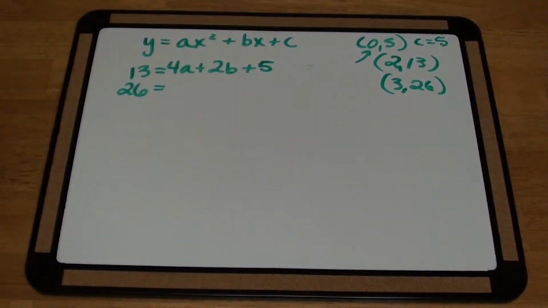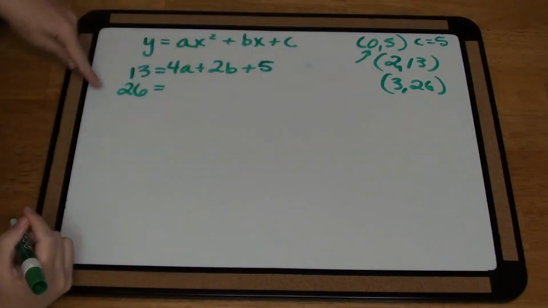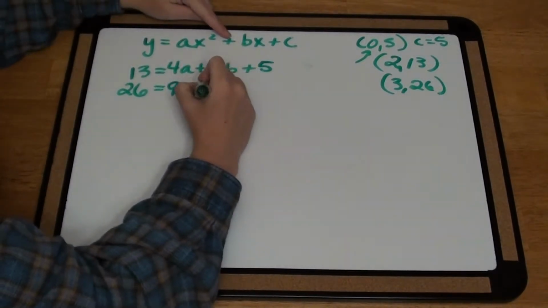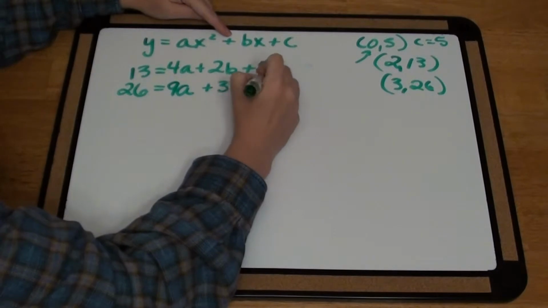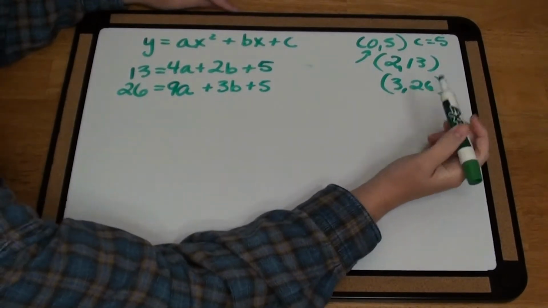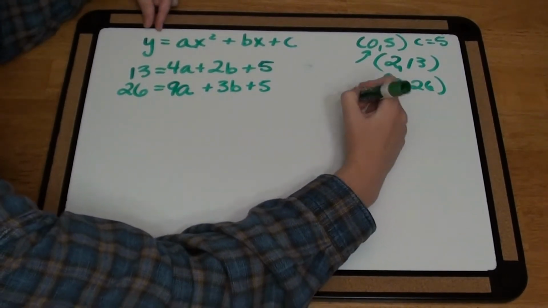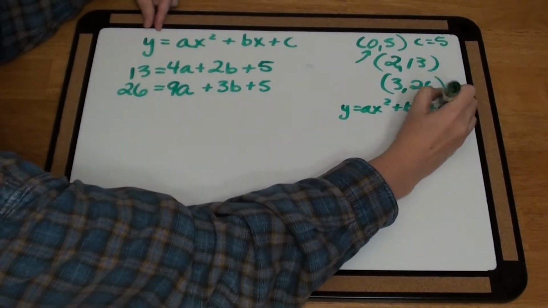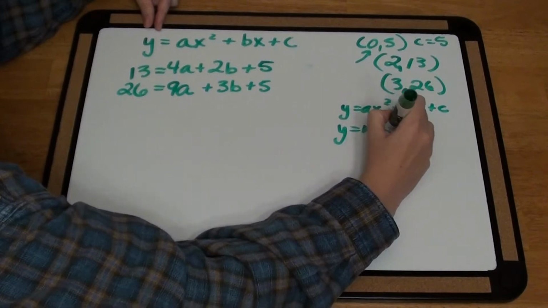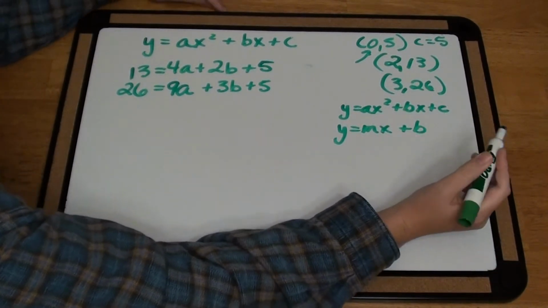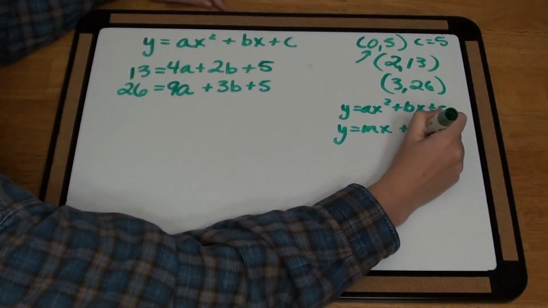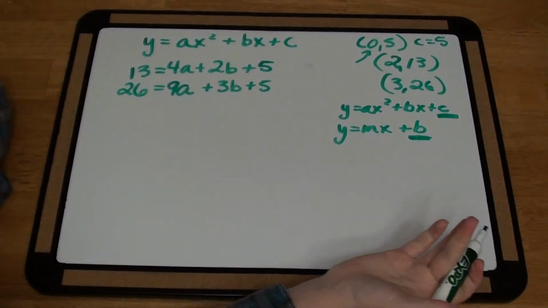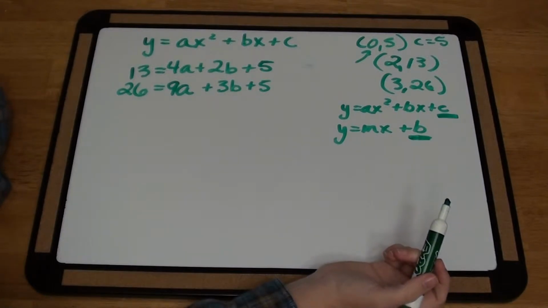And then here we get 26 equals 9a plus 3b plus 5. Now, real quick, y equals ax squared plus bx plus c, and y equals mx plus b. These both share the same thing. This value on the end that has no x involved with it always represents the y-intercept.